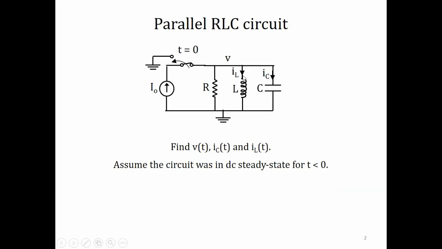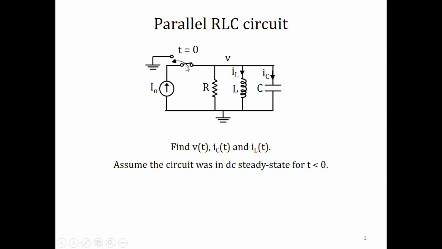Okay, so we start with one of the simplest and perhaps one of the most important RLC circuits. It's called a parallel RLC circuit because it has an R, L and a C in parallel. This circuit is extremely widely used in communication receivers. We may talk about the applications later on. Here we just want to analyze.